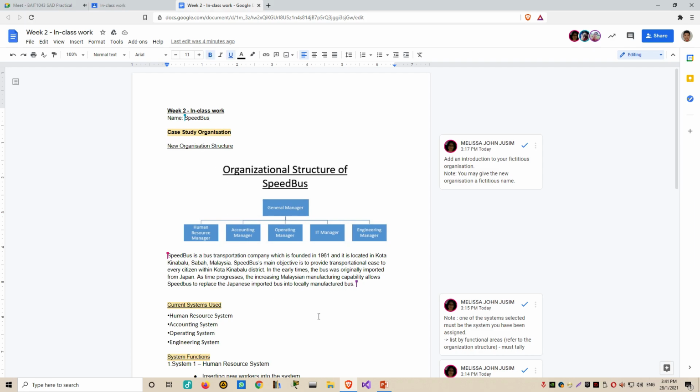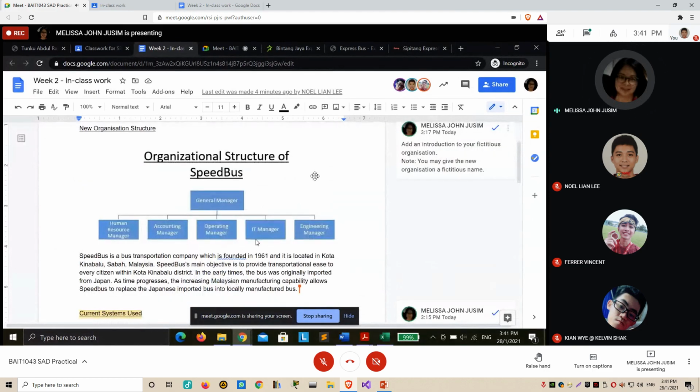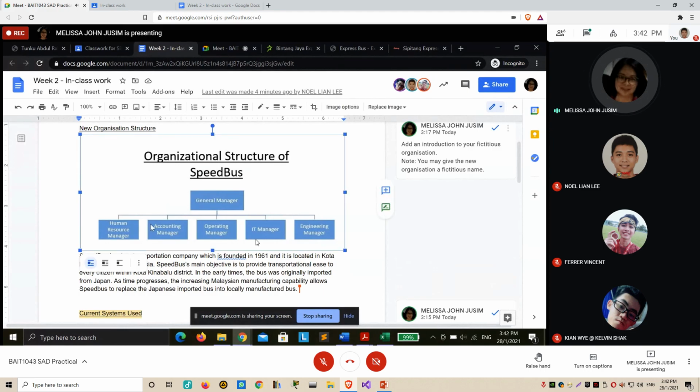Okay, let me open your work. So your fictitious bus company is Speed Bus. The organizational structure has a GM, human resource, and so on. Here I want you to confirm to me: are these functional areas appropriate for a bus company, for Speed Bus?